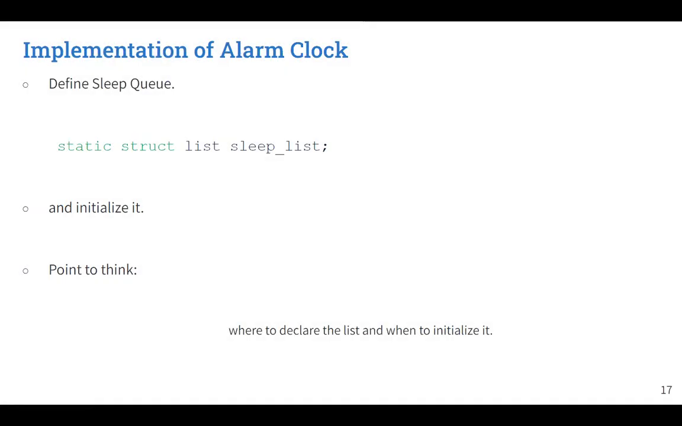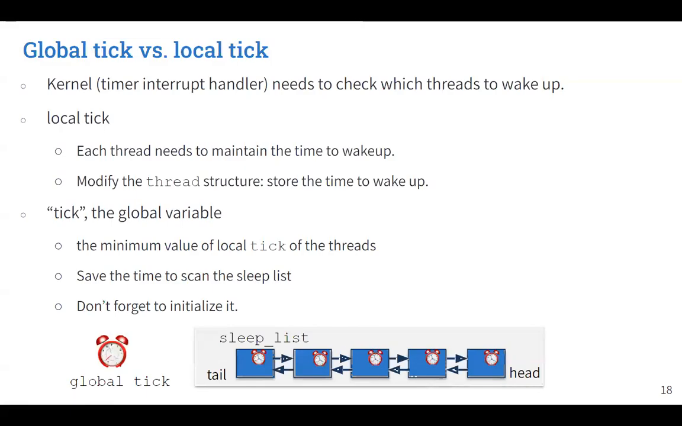So I'll go into more details about the actual implementation. You would have to define a sleep list and initialize it. Here you have to think about where to declare this list and when to initialize this list. And there's another thing to think about for the alarm clock. You have to think about the global tick and the local tick. The kernel timer interrupt handler needs to check which threads to wake up.